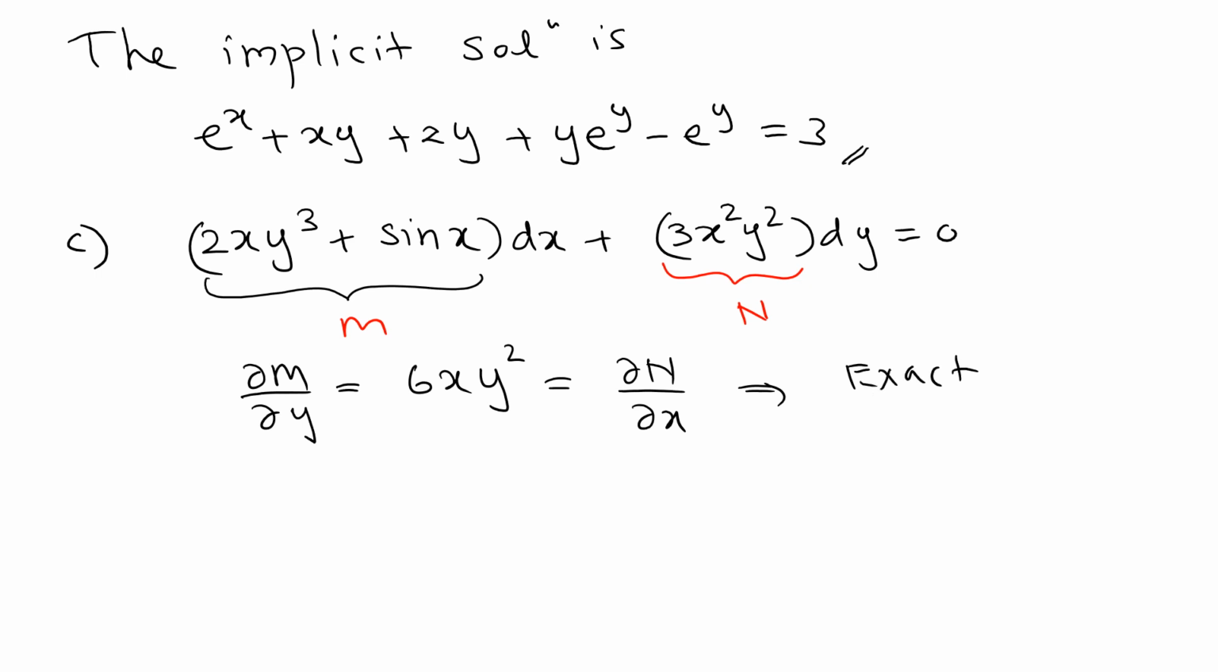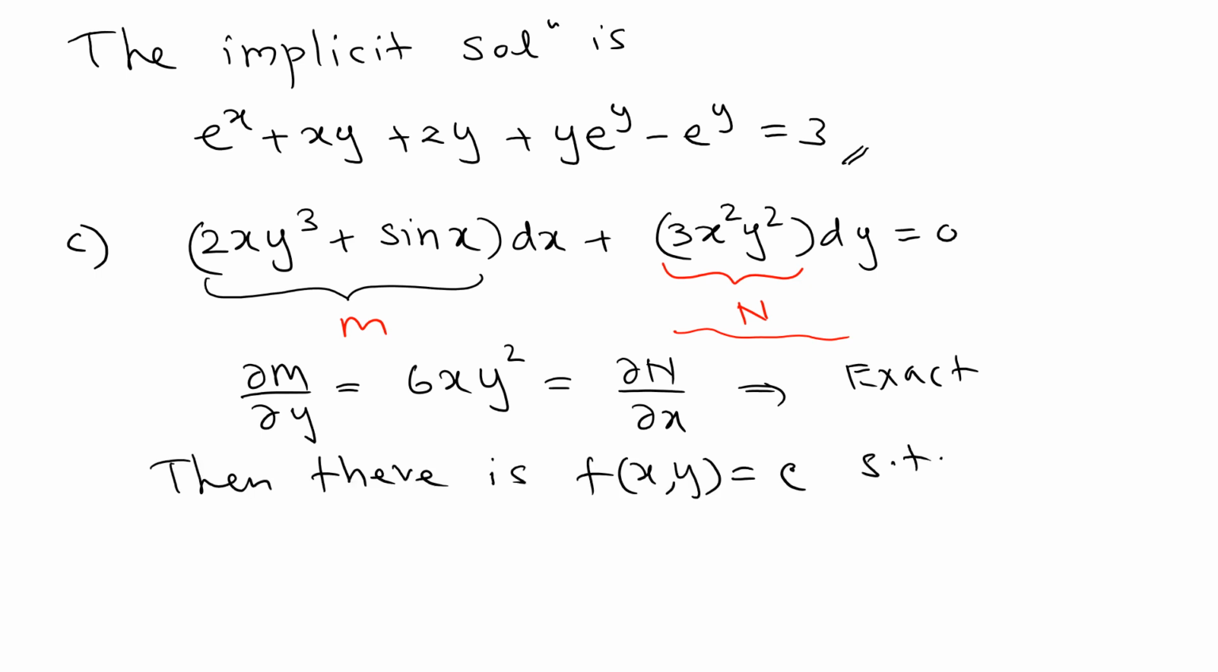So we're going to pick the easy one. And in this one, it's clear that the second one is easy, not the first one, so we're going to pick that one. So let's do that. Then there is f(x,y) = constant such that ∂f/∂y, which is the N function, so we put the N one in this case, equals 3x^2y^2.